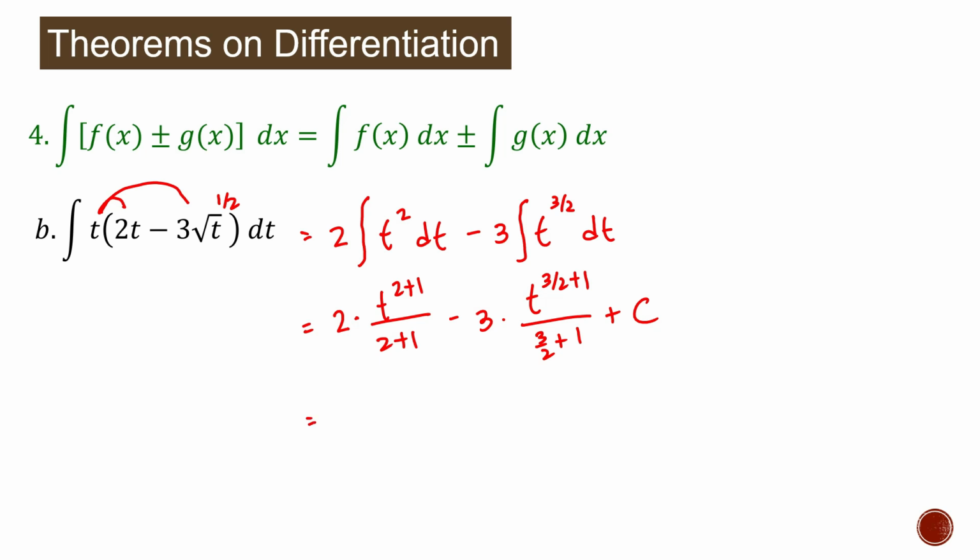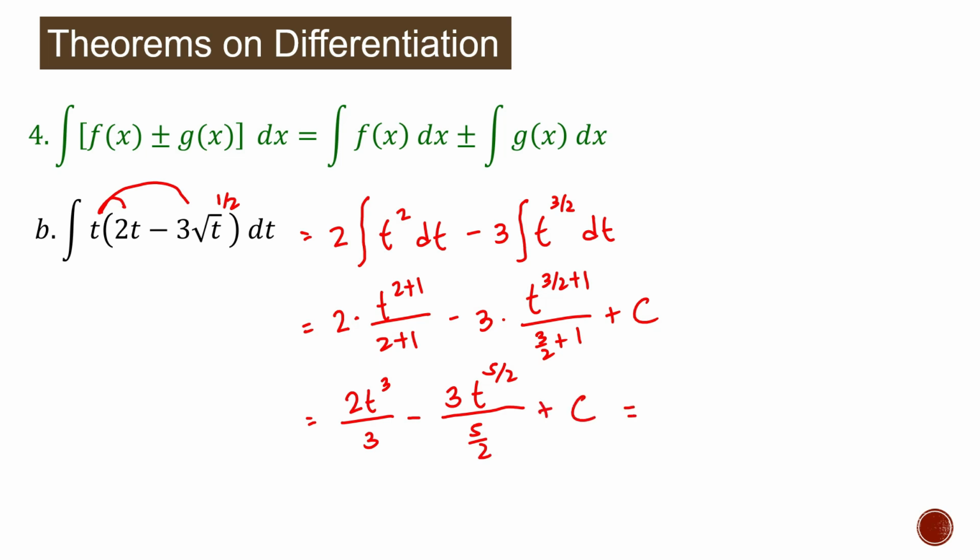Okay, let's simplify this. This is 2t raised to 3 over 3 minus 3t. 3 over 2 plus 1 is 5 over 2. Right? That's 2 over 2. 2 plus 3 is 5 over 2. Over, obviously, that would just be also 5 over 2 plus c.